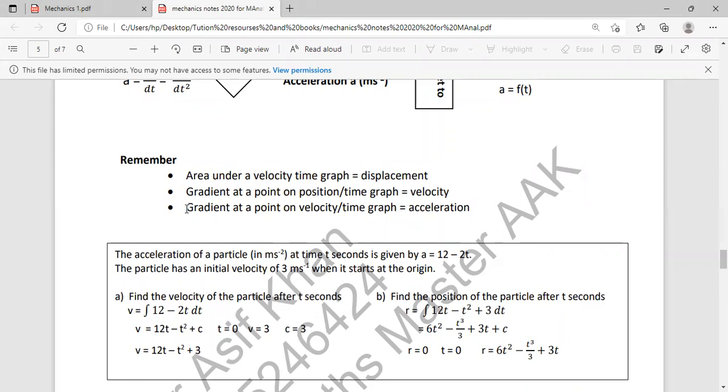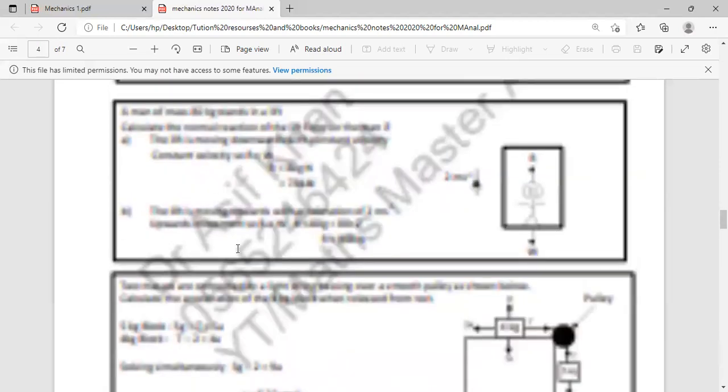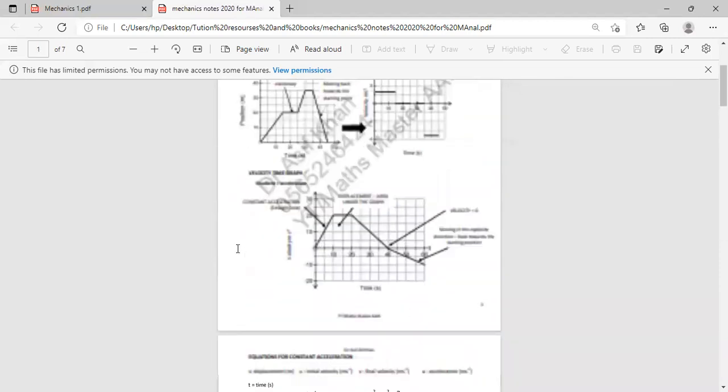Point number 2. Gradient at a point on a position time graph is equal to velocity. If we find the gradient of the line in a position time graph or distance time graph, it is called velocity. Point 3. The gradient at a point on a velocity time graph is equal to acceleration. If we find the gradient in a velocity time graph, it is called acceleration.